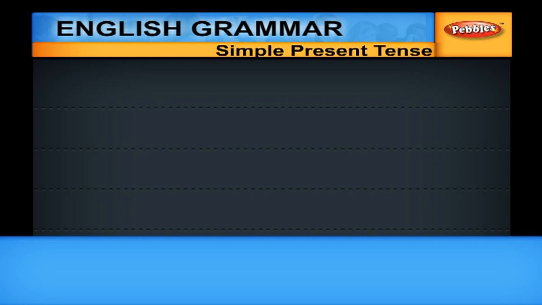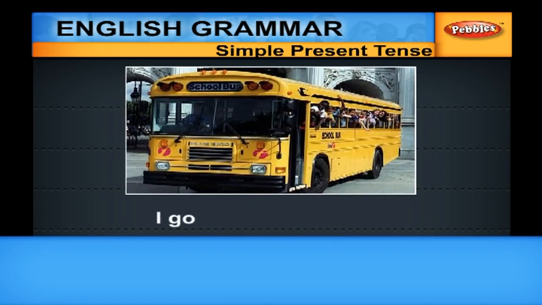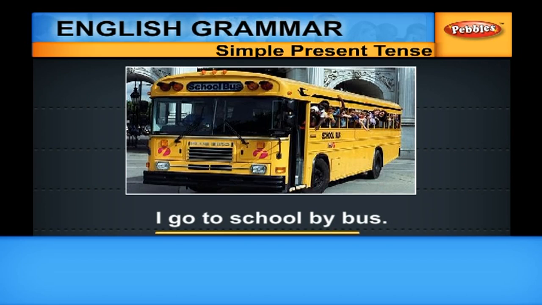So, where do you use the simple tense aspect? Normally, when we use a simple present, we are not going to talk about an action that is in progress. We talk about an action that is habitual, that is regular, that we repeat often. I go to school by bus. That means that you're going to school regularly by bus. It is a habitual action.